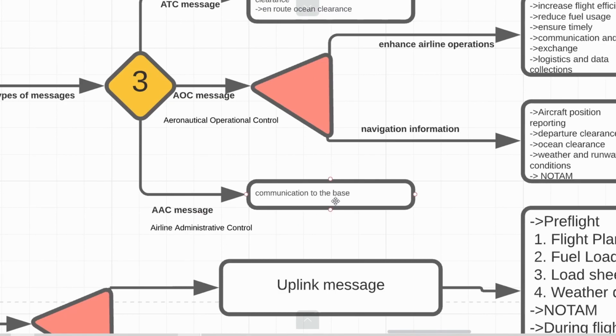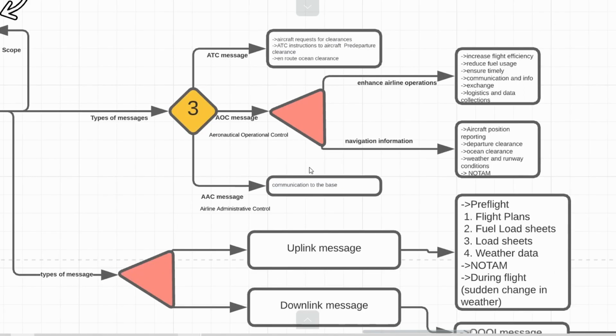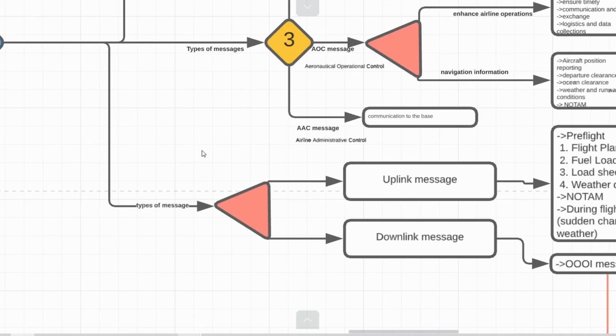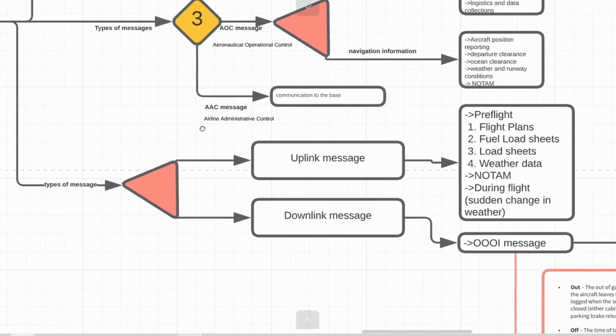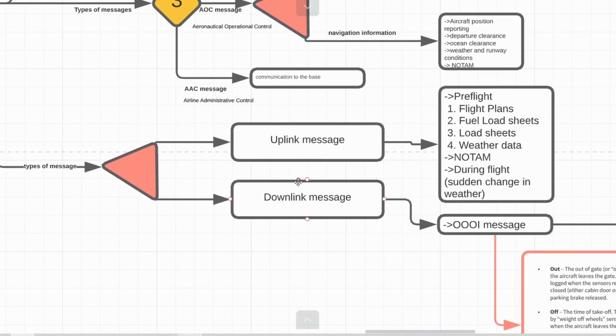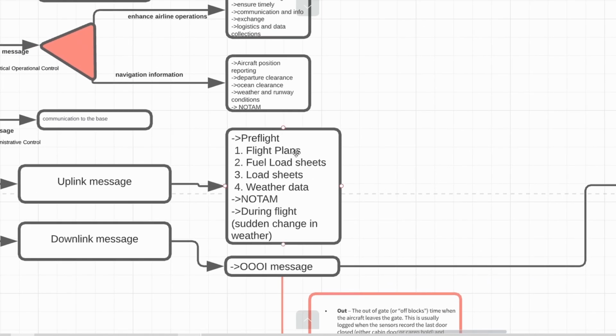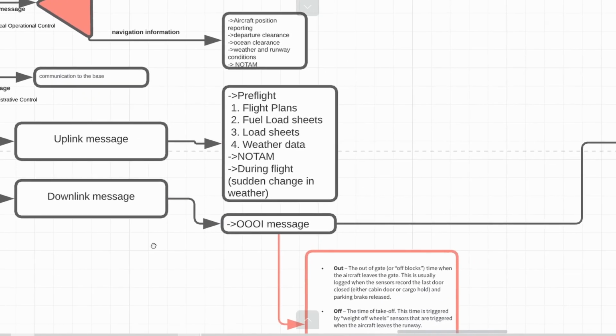And airline administrative control includes the communication to the base about problems in the flight. Having said that, the classification could also be divided along a different dimension, that is uplink message and downlink message. An uplink message is a message transmitted from the ground station to the aircraft, and a downlink message is a message sent from the aircraft to the ground station. So uplink messages include pre-flight messages like flight plans, fuel load sheets, and weather data like NOTAM. During flight, a sudden change in weather could also be reported with these uplink messages.